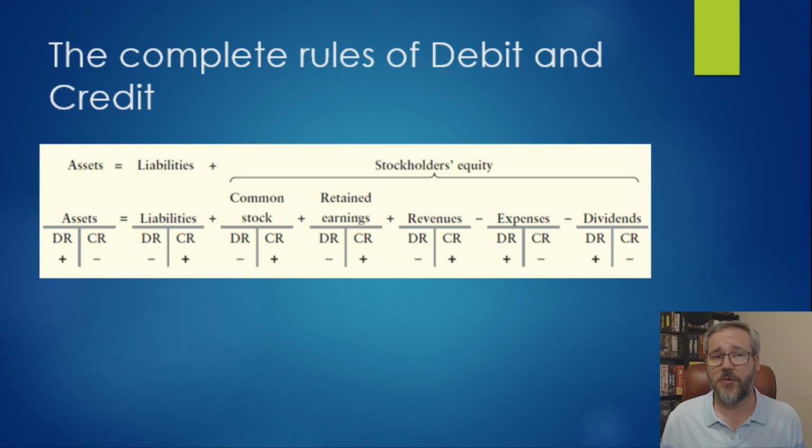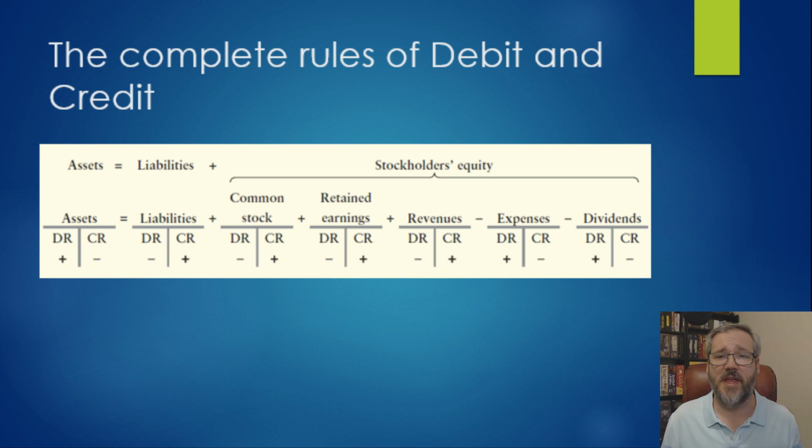So here are my complete rules of debit and credit, and it's a lot to memorize. Luckily, we don't have to. But if you'll notice again, I've expanded equity. Assets equals liabilities plus equity, but I've expanded the equity section to show common stock, retained earnings, revenues, expenses, and dividends. Notice how the plus and minus, the increase and decrease, notice how they work.